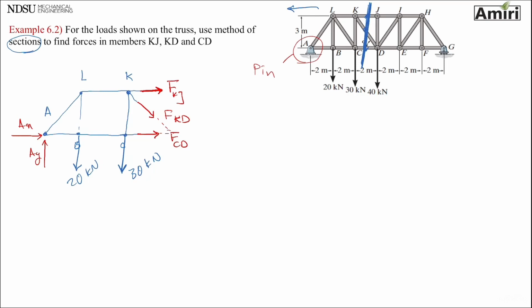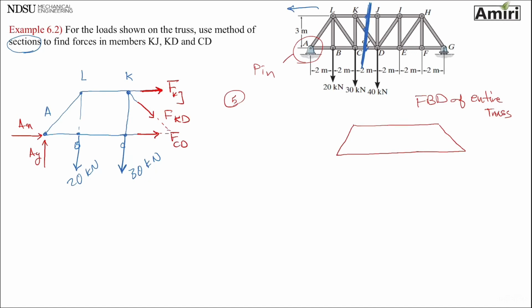How many unknowns do I have? Let's see. 1, 2, 3, 4, 5. I have 5 unknowns. As far as I know, I only have 3 equations: sigma fx, sigma fy, and sigma moment. So I need to go back one step and find AX and AY. To find AX and AY, I treat this truss as a rigid body, meaning I draw the free body diagram of the entire thing, so FBD of entire truss.